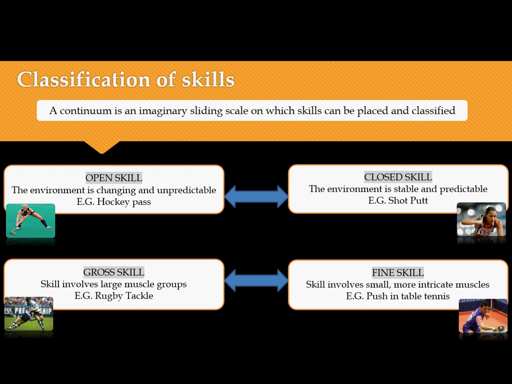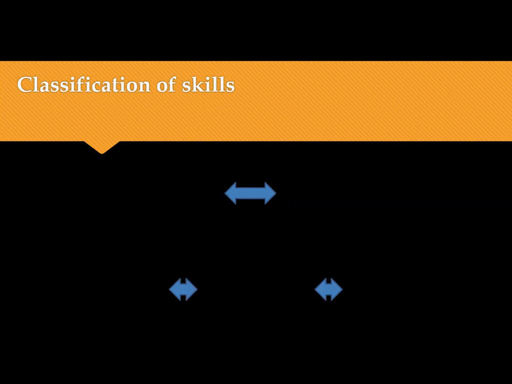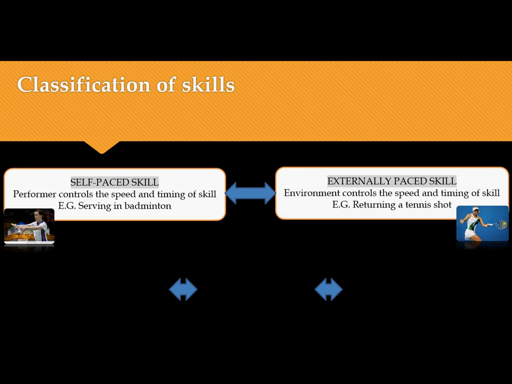The next continuum is the gross to fine, and it's to do with muscle usage. So a gross skill involves large muscle groups such as the legs in a rugby tackle, whereas a fine skill involves more small intricate muscles such as a short push in table tennis. Self-paced to externally paced. A self-paced skill is where you as a performer control when you perform that skill, such as deciding when to serve in badminton, whereas an externally paced skill, the environment or somebody else or something else controls the speed and timing. So returning a tennis shot, you have to wait for your opponent to actually serve before you return the shot.